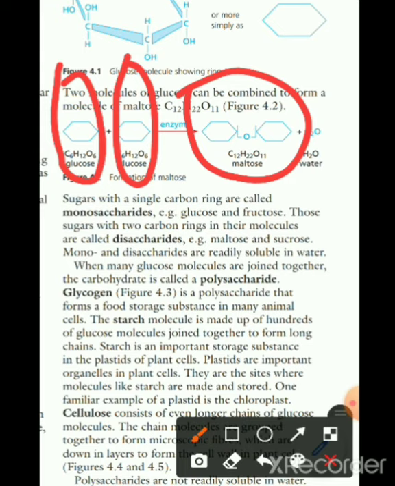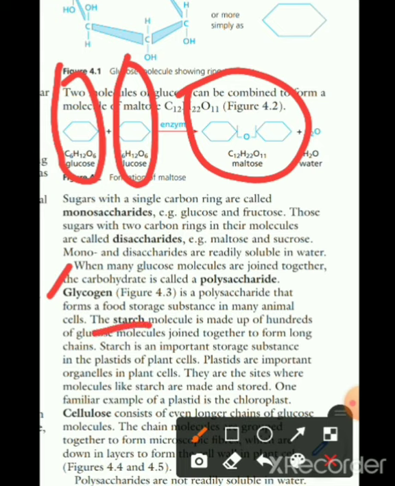When many glucose molecules are joined together, they attain the shape called a polysaccharide. Glycogen is another example. Glycogen is a polysaccharide that acts as a food storage substance in many cells. Organisms store food by combining lots of glucose molecules with each other. The starch molecule is made up of hundreds of glucose molecules joined together to form a long structure. Glycogen is found in animal cells, where lots of glucose combine to give rise to glycogen.